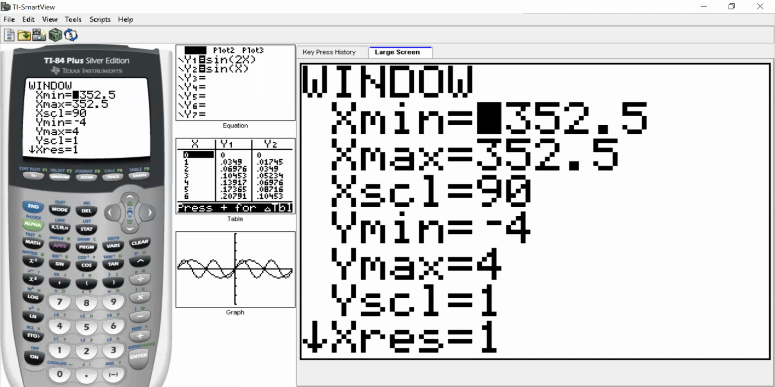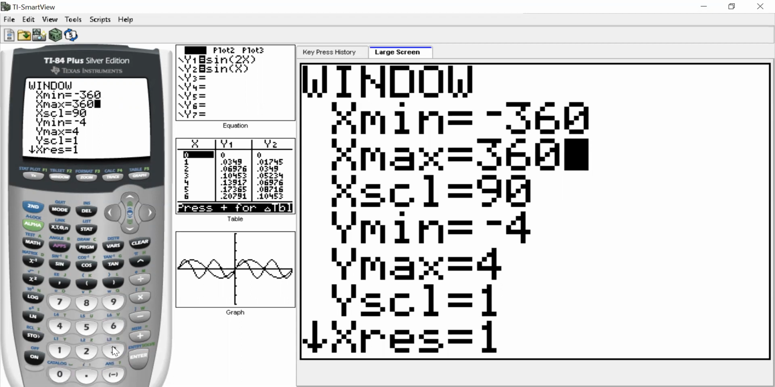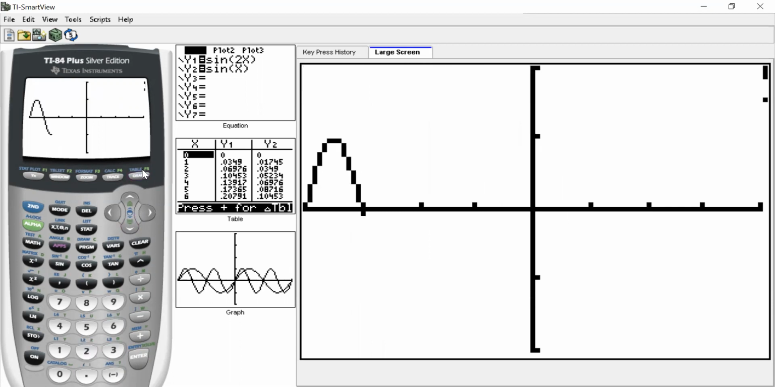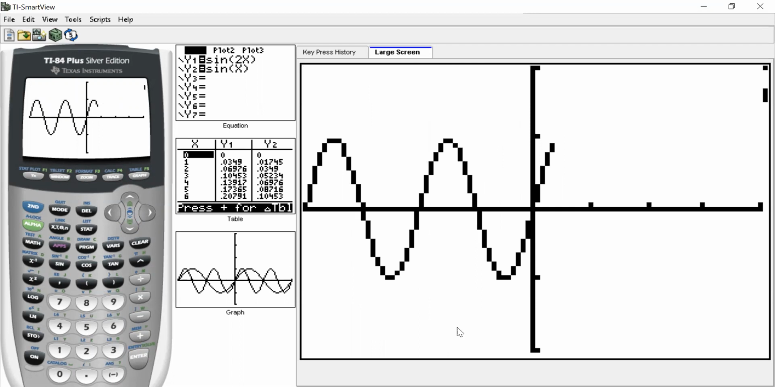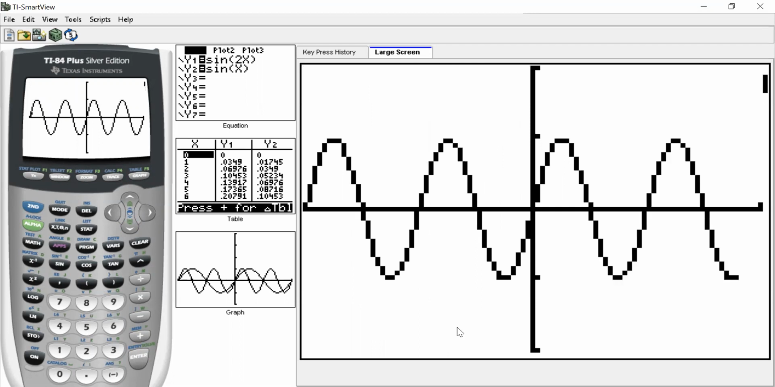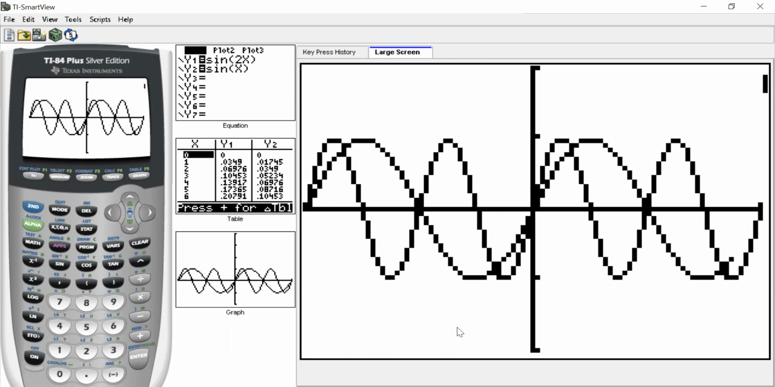Yeah, I'm going to switch this again. I wish the TI did this. I don't know why it goes to those strange values. Okay, and there we go. Let's just zoom in a little more here. That should do it. Hit graph. There's the first one. There's sine theta.